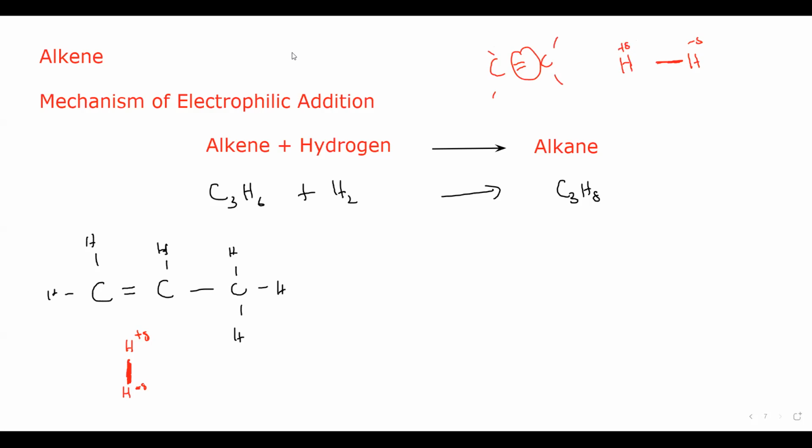Then what happened? These electrons which are present will try to form a bond with hydrogen, and this hydrogen will take both of the electrons. That's why full arrows are there. So what will be the next step?